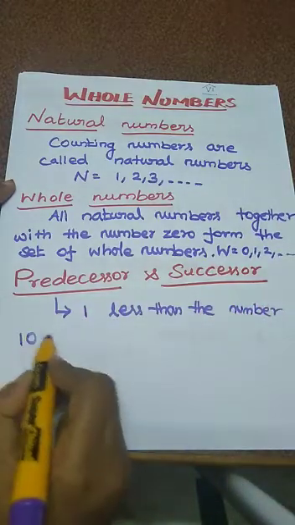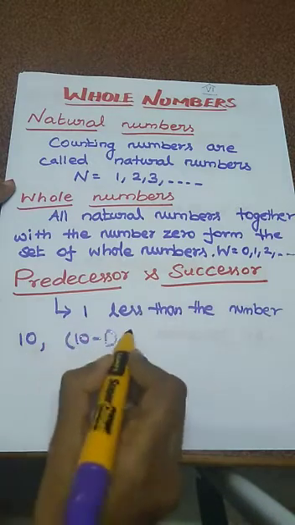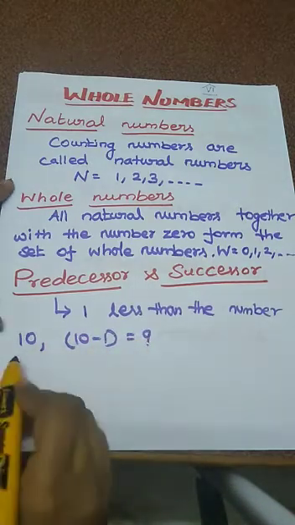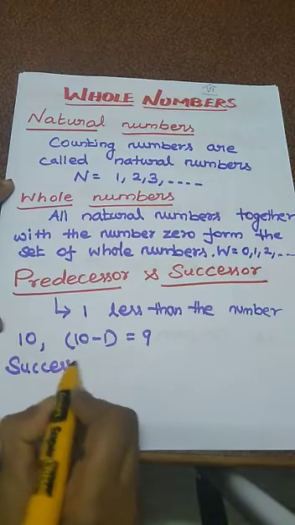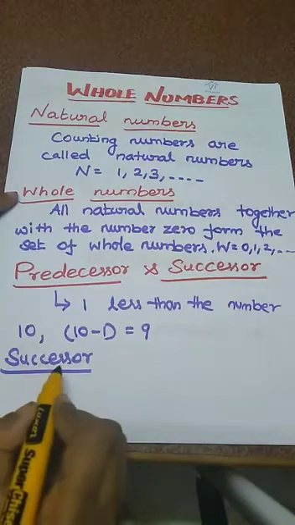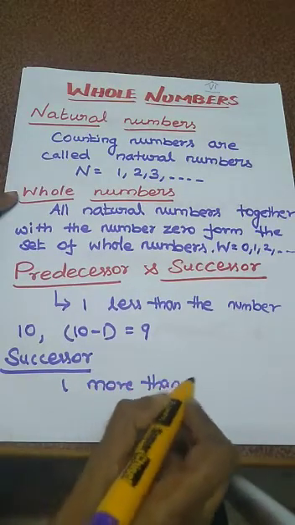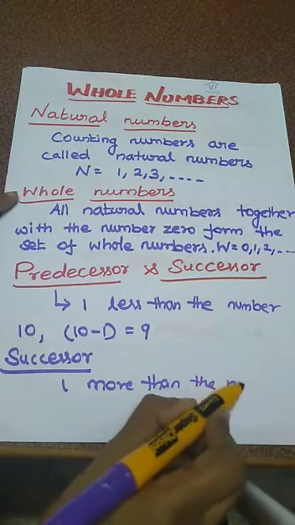Suppose we take the number 10. What is the predecessor of 10? That is 10 minus 1, which is equal to 9. The next one is successor. What is the successor? Actually, it is 1 more than the number.